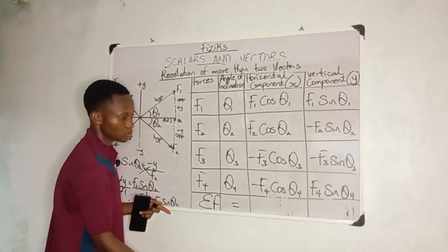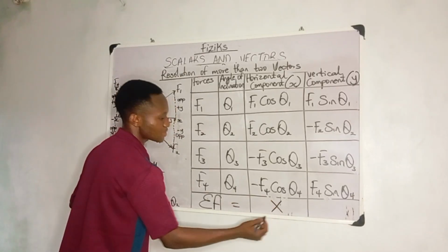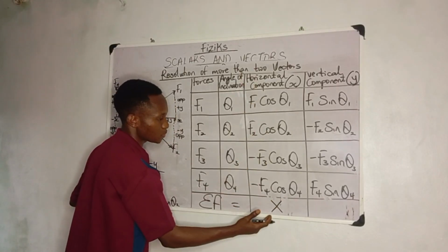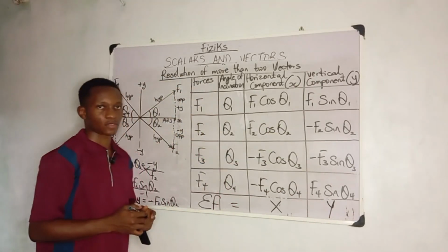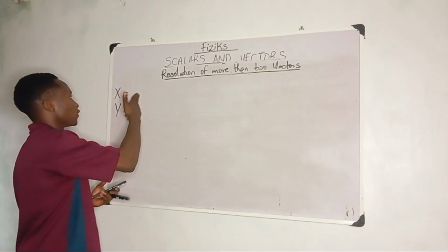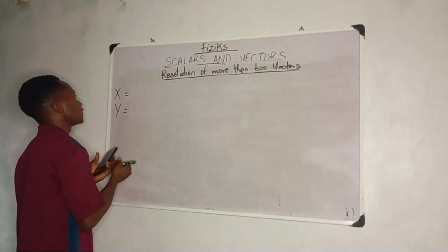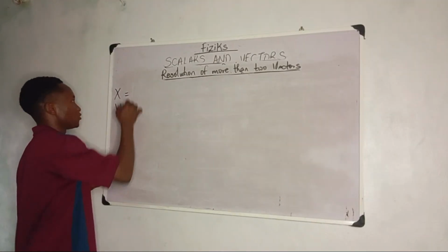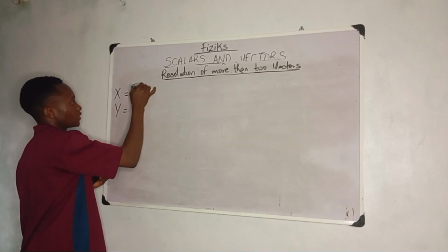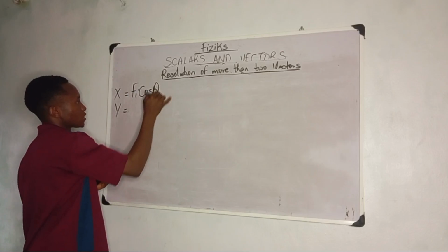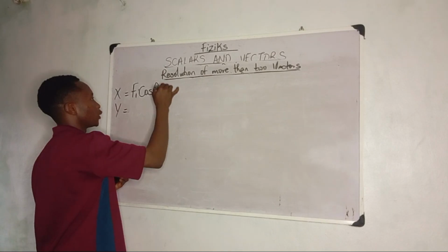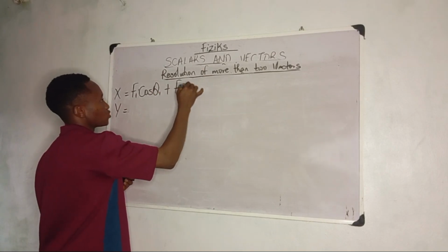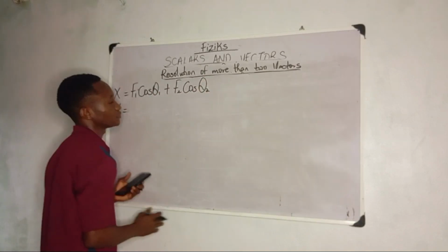Summation is equal to, find the summation of the x-axis, which is the horizontal component, and we'll find the summation of the y-axis as well. Right, now over to this. If you want to add for the x-axis, remember the first one is F1 cos theta 1. I hope you remember. Now the second one is going to be plus F2 cos theta 2.